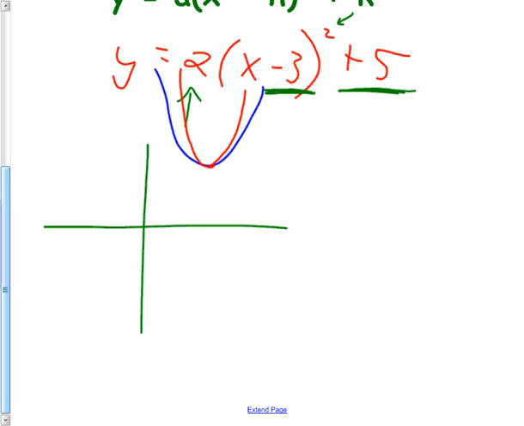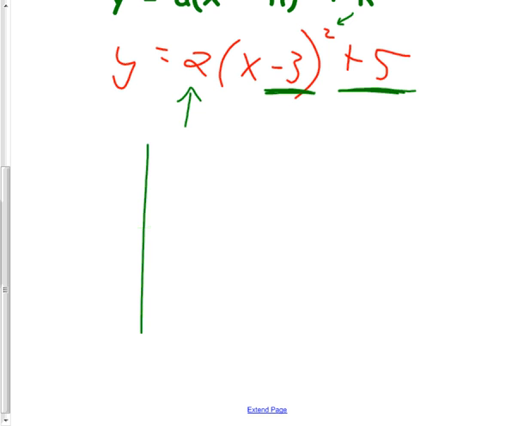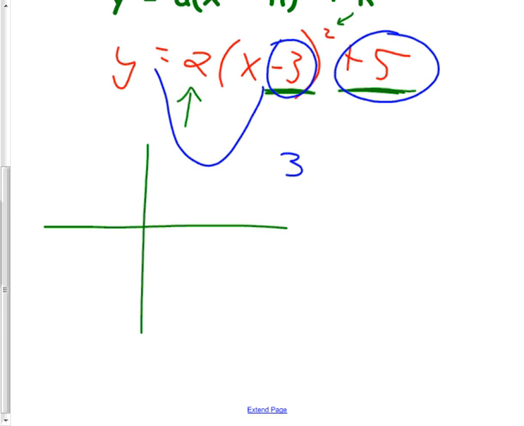But here's the main point of today. This is called vertex form. Can you think of why it would be called vertex form? Because maybe it has a vertex in it. This spot right here is special. 3, 5 is this spot right here. There's only one spot on a parabola that's really special if you think about it. Know what I'm talking about?